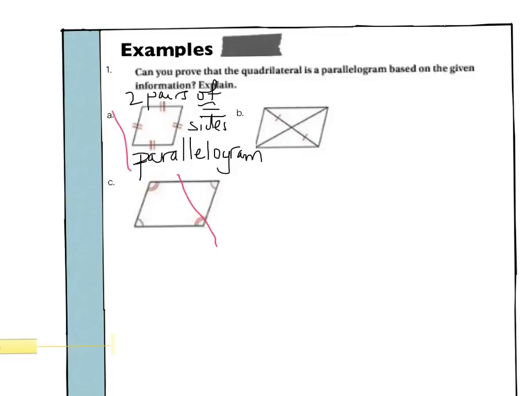B. B says, well, look at the picture. All we can see in B is that we have these 2 segments that are congruent. It looks like this diagonal has been bisected here, but the other diagonal doesn't tell us anything. A parallelogram has diagonals that are both bisected. But since both haven't been bisected, we can't say this is a parallelogram. So the answer is no, because this only has one diagonal that's been bisected.